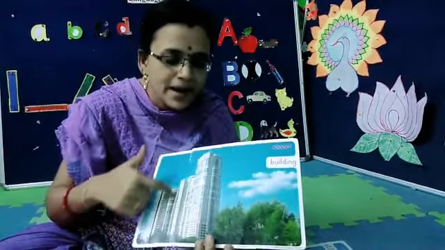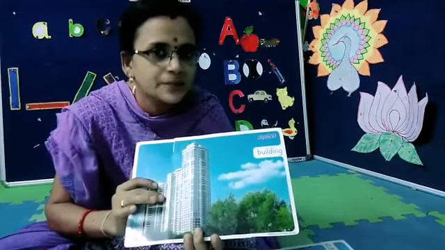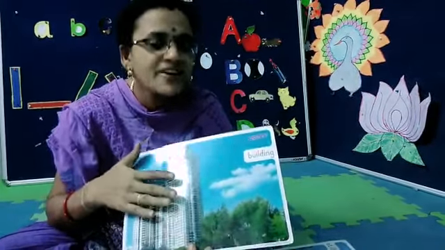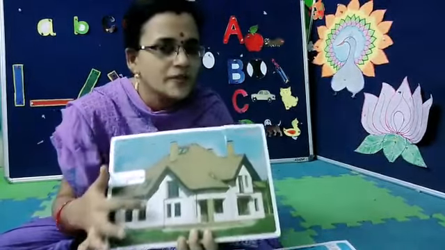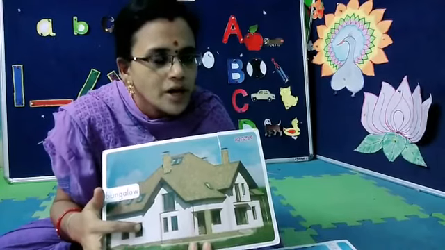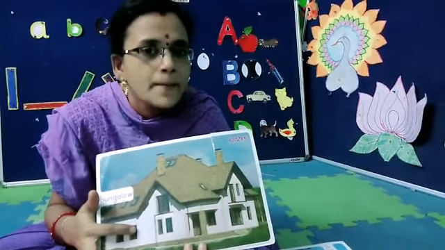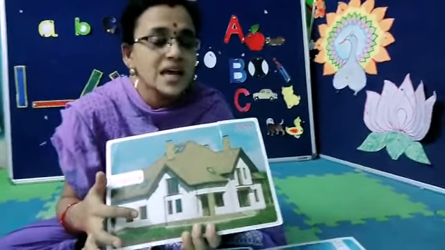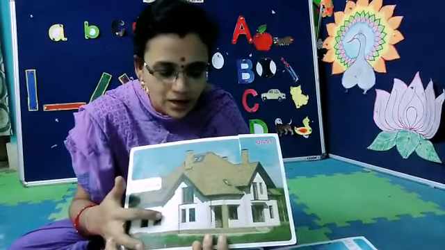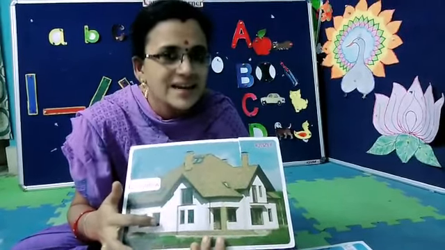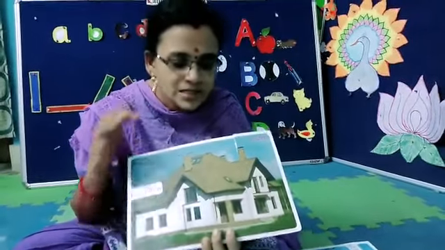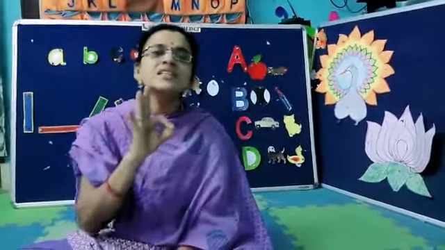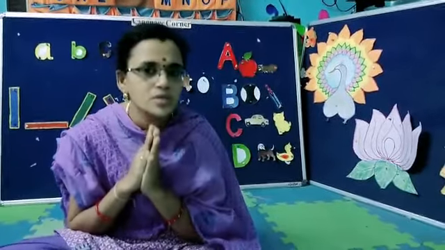It has many apartments. Okay, kids, and many families can stay in the building. Next, what's the name of the house? Come on, repeat everybody. Bungalow. Everybody say bungalow. This bungalow is also made up of sand, cement and bricks. Okay, kids, today we have seen only three types of houses.